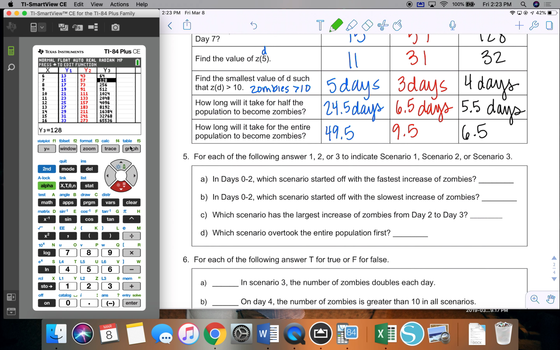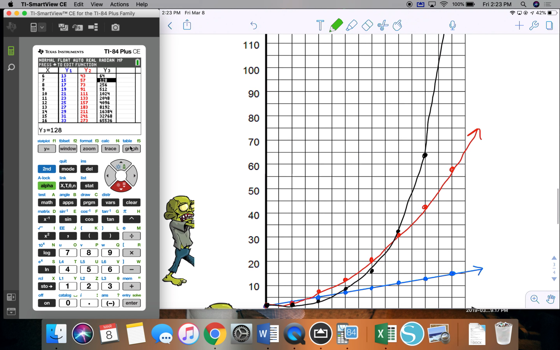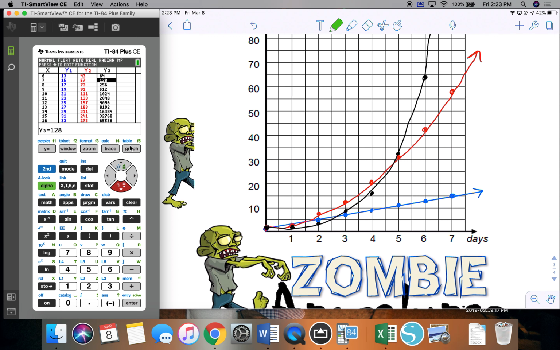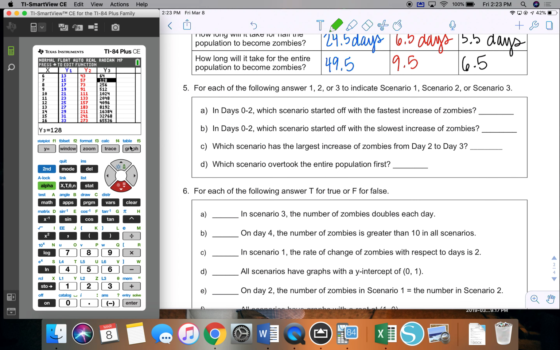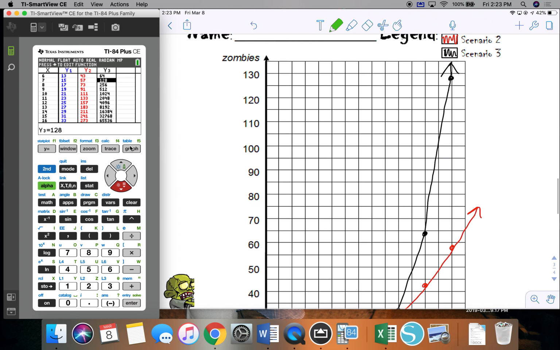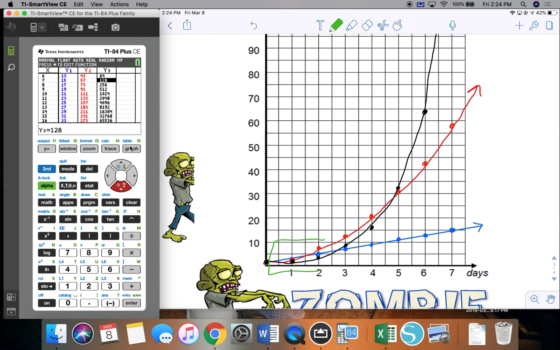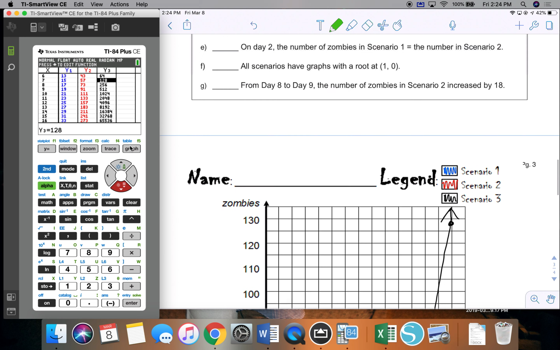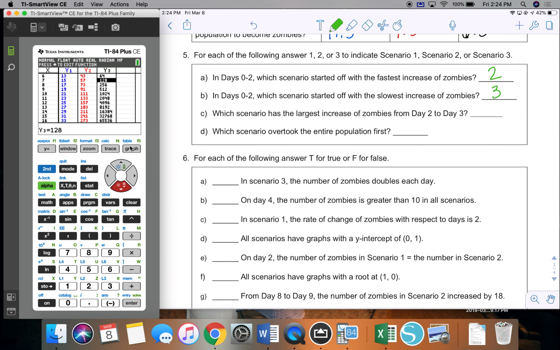Okay. Then part 5, they're asking for us to do 1, 2, or 3 for each scenario. So days 0 to 2, which one started off with the fastest increase? So days 0 to 2 right here. The fastest increase would be red, which is scenario 2. Slowest increase in that same time would definitely be black, because the black did not take off the same way.